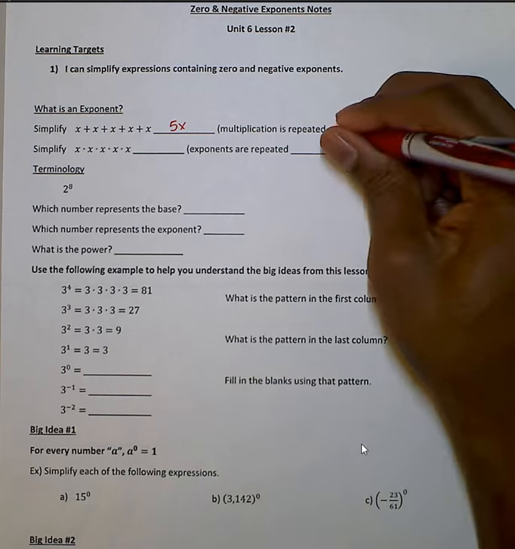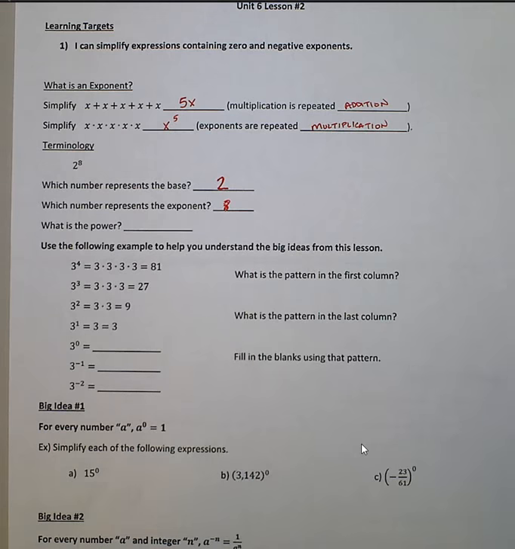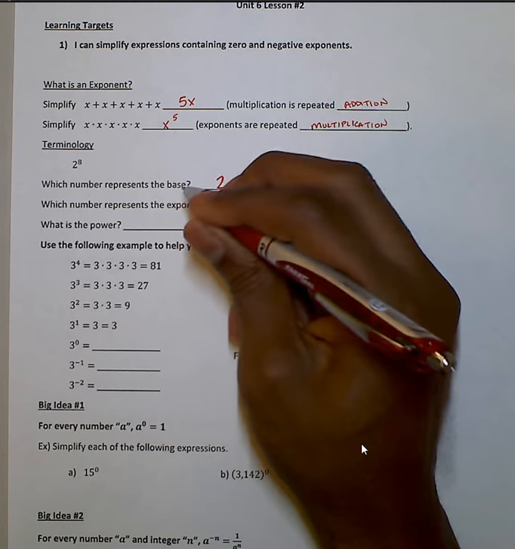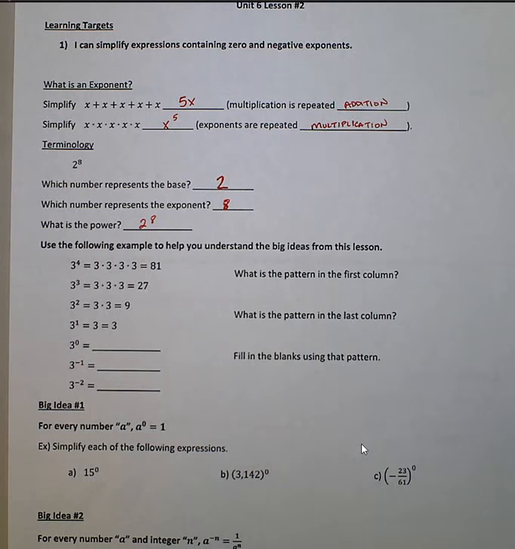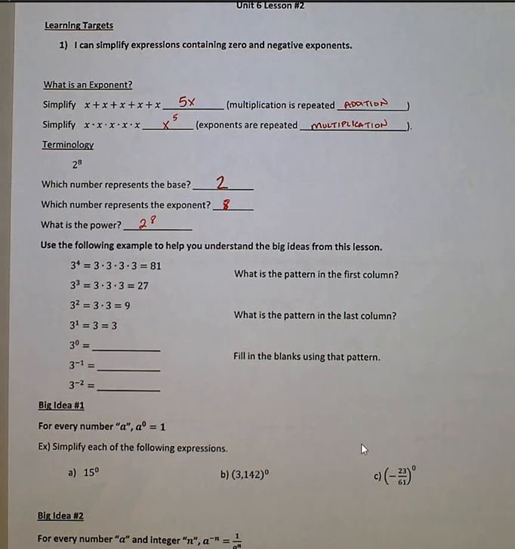So let's talk about terminology a little bit. The base number is the big number, visually big. In this case, 2 is the base. The exponent is the small number, the 8, the superscript. The power is the whole thing, 2 to the 8th. Okay, 2 to the 8th power. So 2 is the base, 8 is the exponent, and 2 to the 8th is the power.